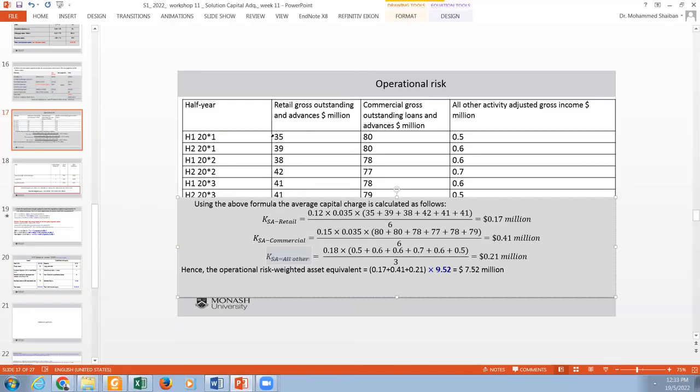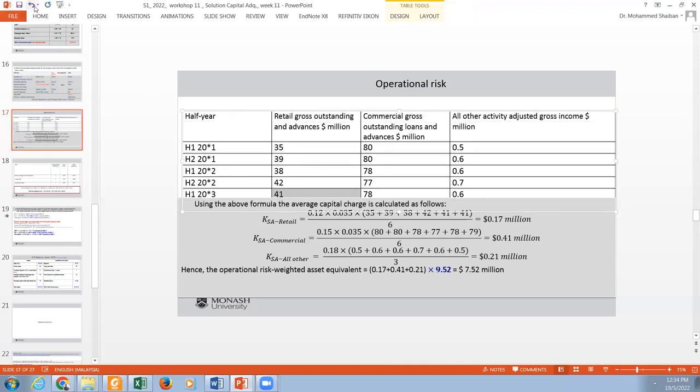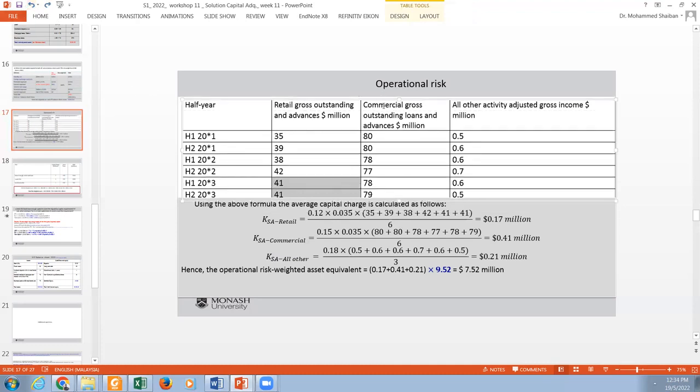And of course in the exam I will give you the numbers, and they will give it to you for the last 6 semi-annuals, which means this is year 1, year 2, year 3, the last 3 years. If you divide them semi-annually, it's 6 periods. So I will give it for retail banking, commercial banking, and all other activities, as it is in the problem.